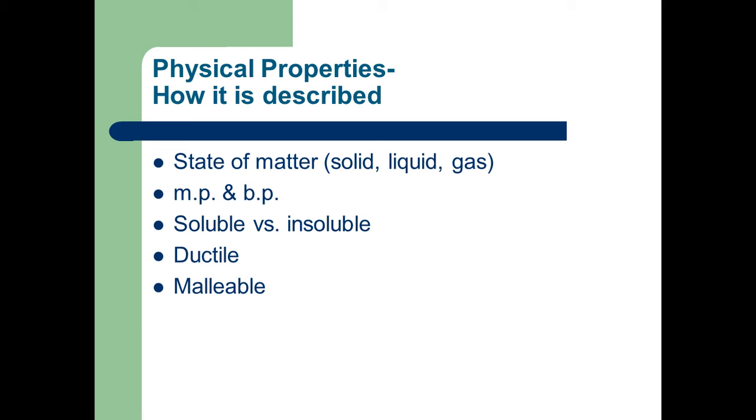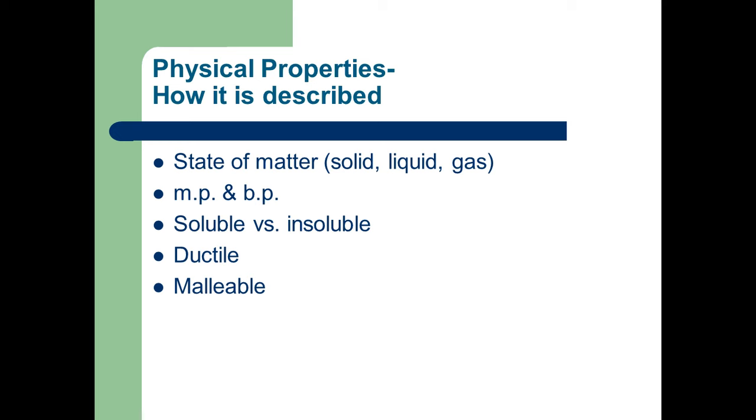Versus malleable. Malleable is also another property of a metal. It's how bendable or flexible that metal is, or its ability to be flattened into sheets. So again, not all metals are ductile or malleable, but ones you see used regularly, like copper. Copper is very ductile because it can be drawn into wires, and iron's very malleable.